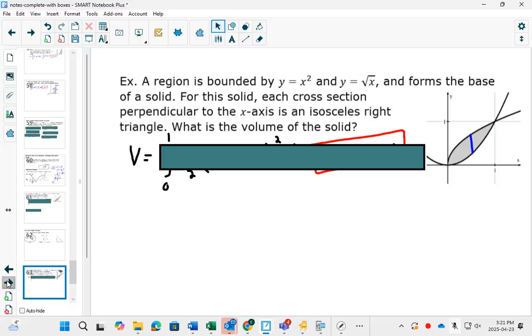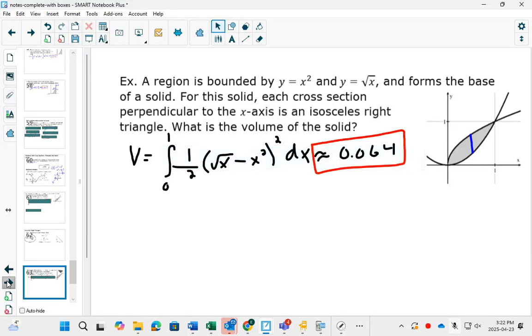I just had a beautiful visual in my head that I probably can't draw for you. Try to take that, rotate it in your head, and imagine one cross-section being a perfect isosceles right triangle. So again, because we're going up and down, we go from the x values. The top one is the square root of x, the bottom one is x squared. Just plug it into the formula, and you find that volume.